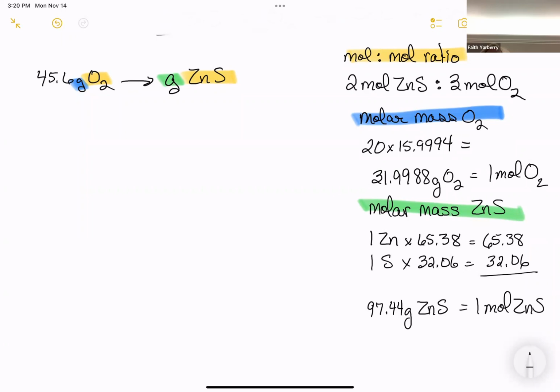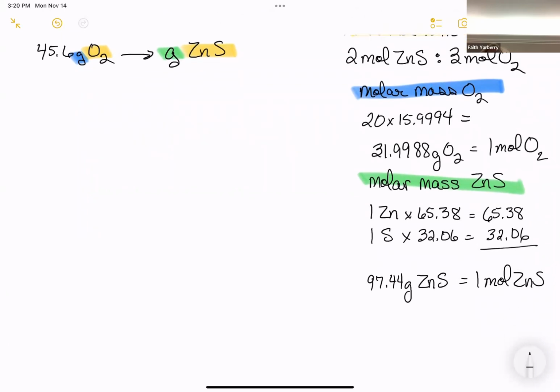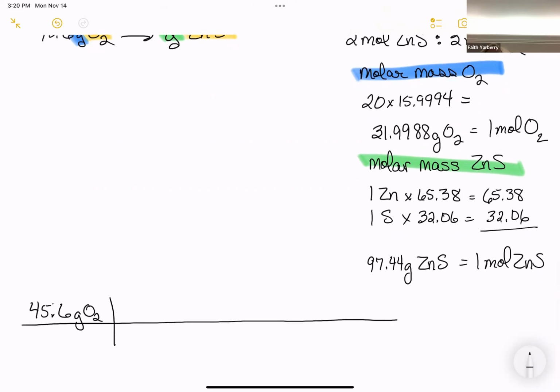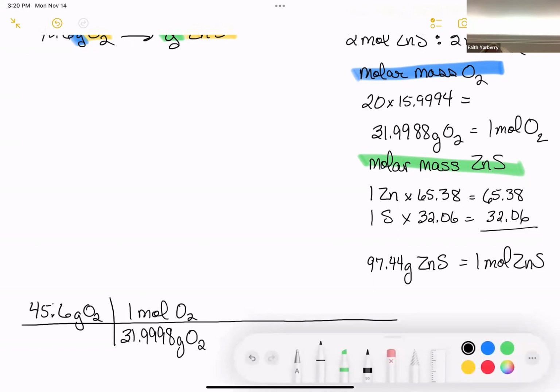Now that you've picked apart what you were given and what you want to solve for to identify conversion factors, now you're going to do the math. You have 45.6 grams of O2. Your first conversion factor needs grams of O2, and that's going to be the molar mass of O2. So 31.9988 grams of O2 goes into the denominator with 1 mole of O2 in the numerator. The grams of O2 had to go in the denominator so that the unit and the substance would cancel out, leaving moles of O2.